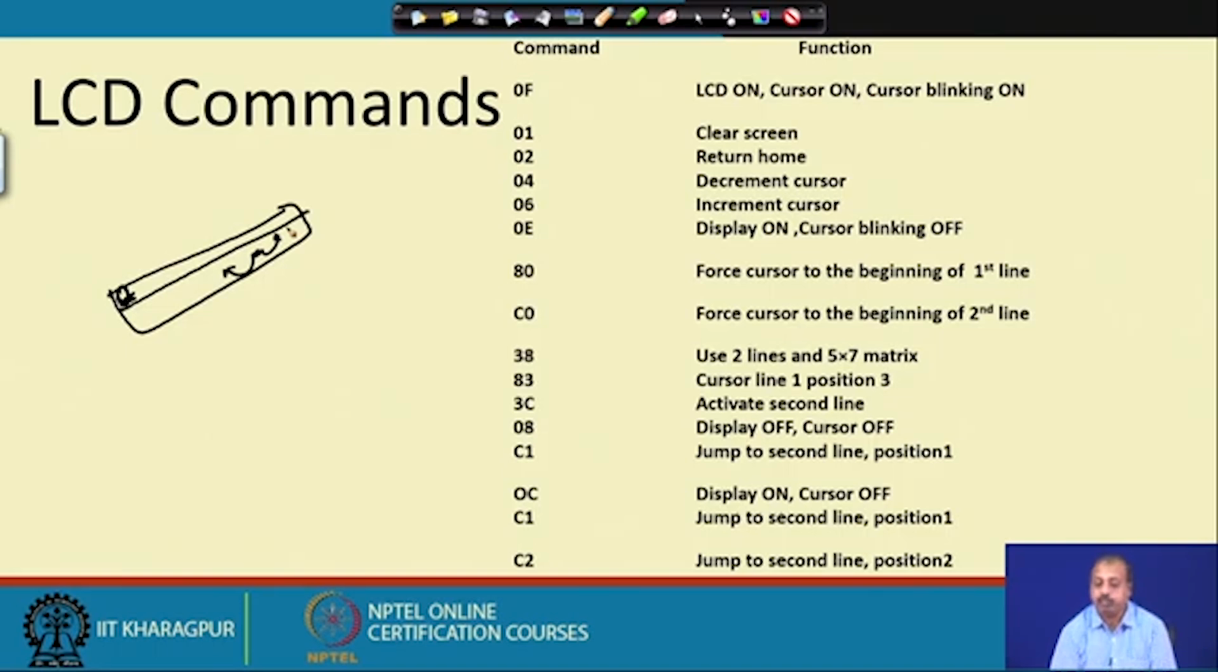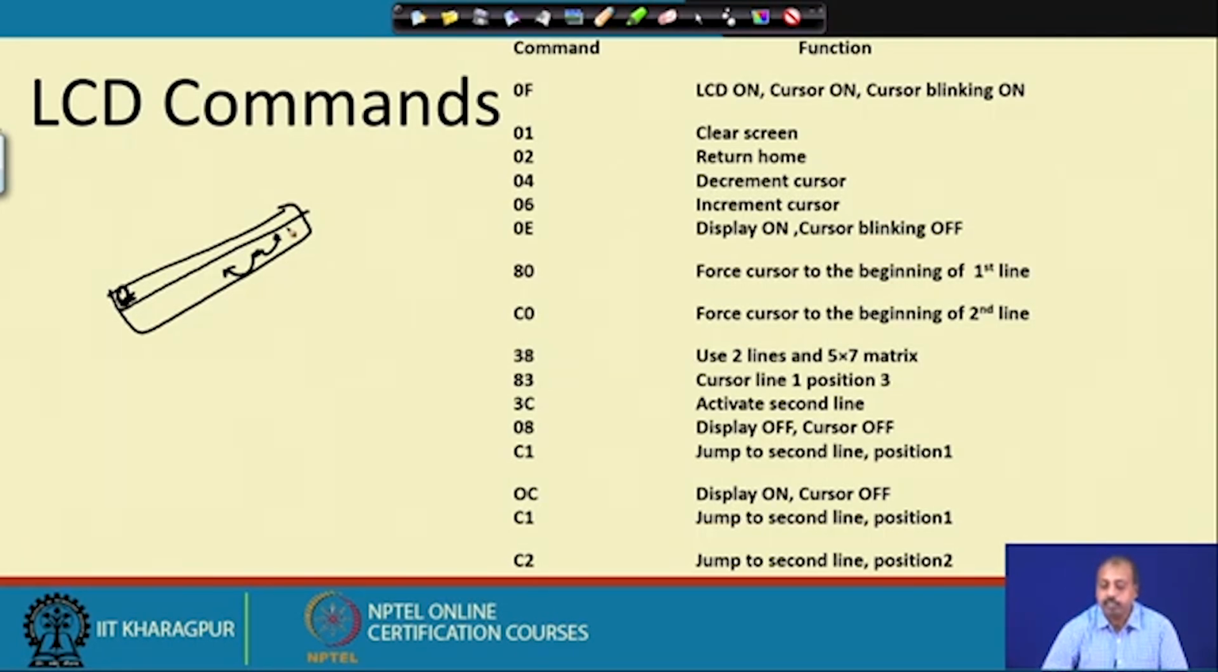Then 80 will force the cursor to the beginning of the first line. It is a 2-line display, as I was telling, most LCDs have 2-line displays. So, if you give the command 80, it will take the cursor to the beginning of the first line. Similarly, if you put the command C0, it will put the cursor at the beginning of the second line.